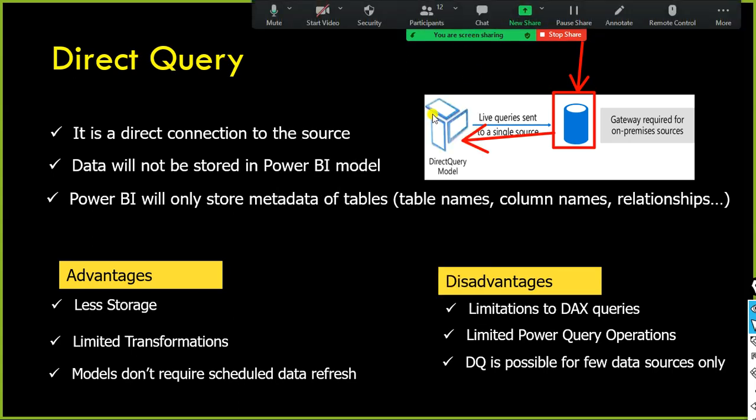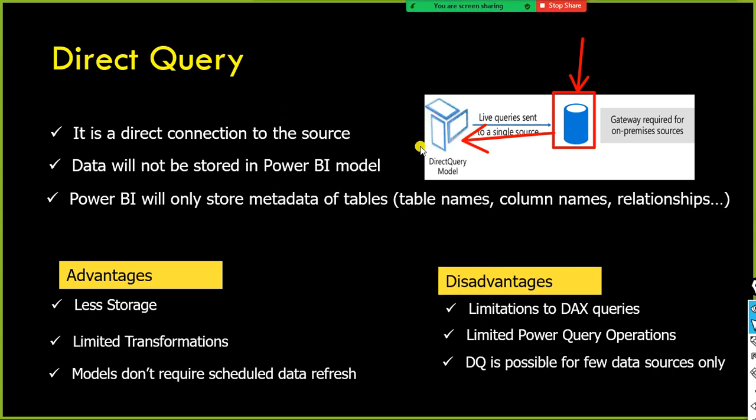That's what I said, Vani. Vani's question is in what scenario we will be using the direct query connectivity mode. If the volume of the data is very, very high, that's what I've been talking about. If the volume of the data is very, very high, you can instead use the direct query model.